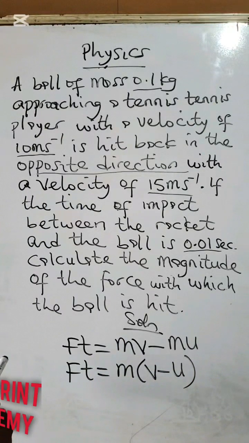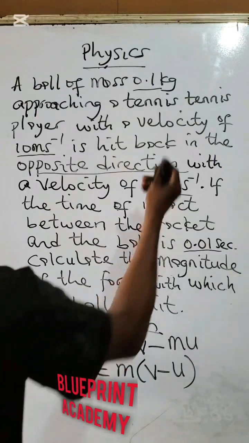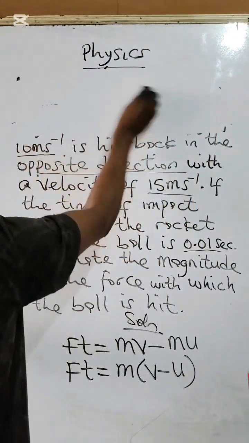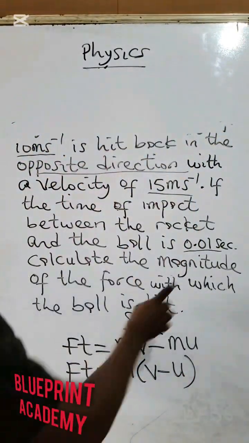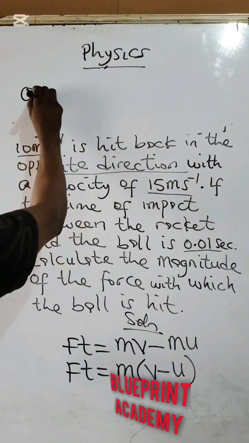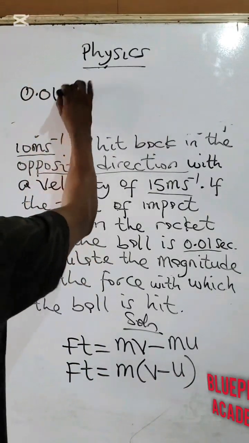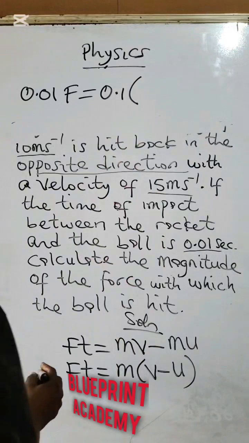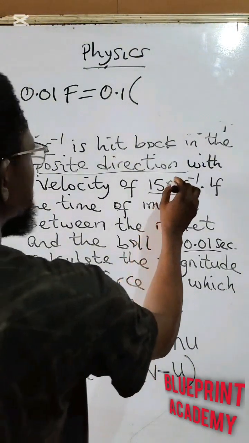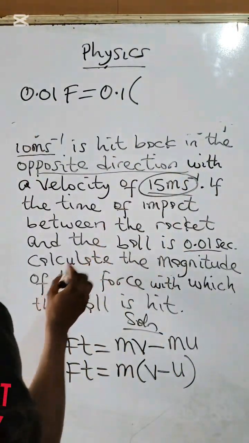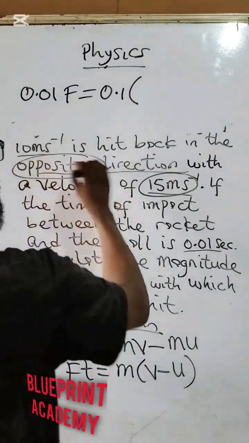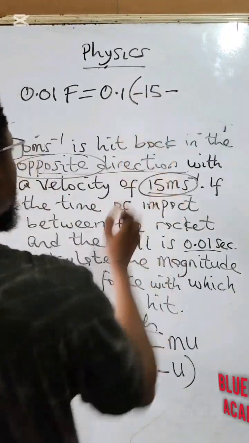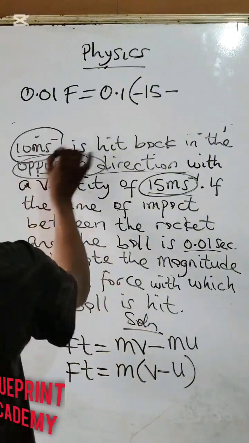So now we can substitute. If we substitute, mass is 0.1, the time is 0.01, so I have 0.01 F equals mass 0.1 into the final velocity, which is given as 15. But remember they said in the opposite direction, so I'm going to put it as minus 15. Then minus the initial velocity, which is 10.